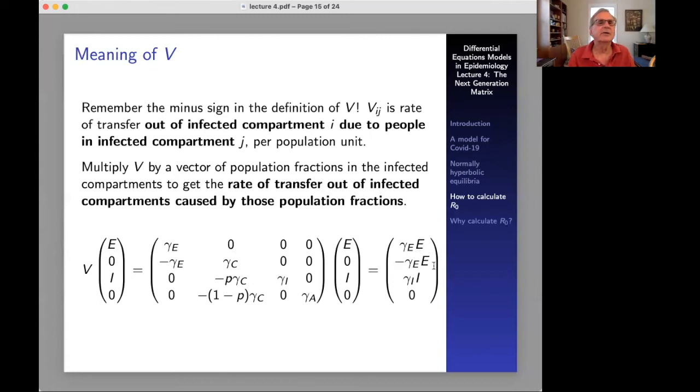The rate of transfer out of compartment C, well, because of the minus sign, it's really a rate of transfer into compartment C, and it's caused by those people in compartment E. They're transferring into compartment C, minus gamma E E. The rate of transfer out of compartment I is gamma I I. It's just caused by the people in I. And there is no corresponding term with a minus sign because the people in this compartment, the compartment with full-blown symptomatic COVID, when they transfer out of this compartment, they don't go to another infected compartment, they go to the removed compartment. So there's no corresponding term with a minus sign.